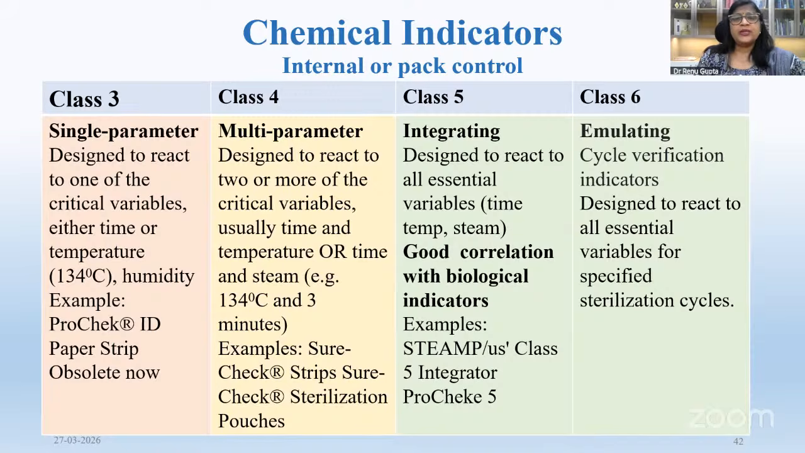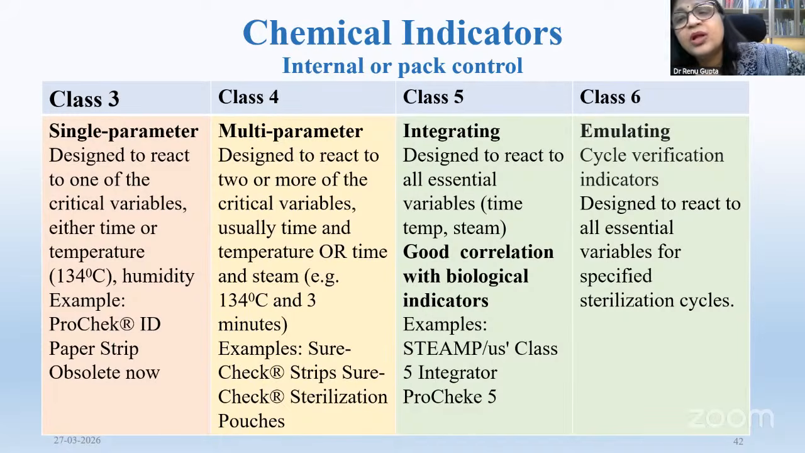Most of the hospitals use the class 5 indicator. When a surgeon opens the tray, first of all, he will look at this indicator. With sterile forceps, he will remove it and it is placed on the patient file. Yes, this is working. We have quality assured the sterile tray. Class 5 indicators are integrating indicators. They tell you about time, temperature and pressure, and they have very good correlation with biological indicators, which I will be telling you.